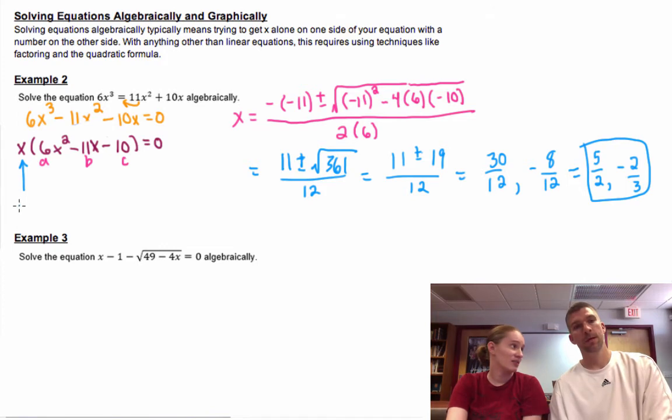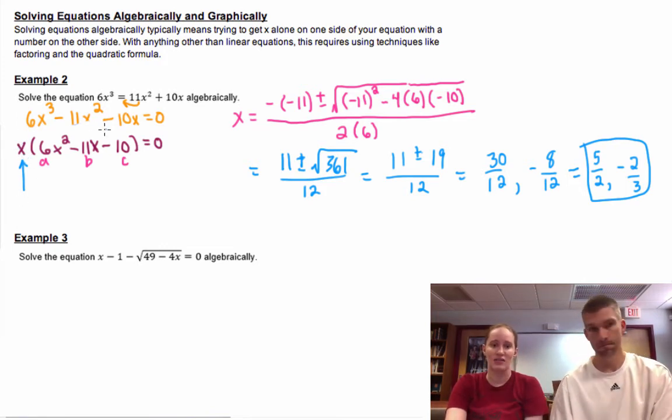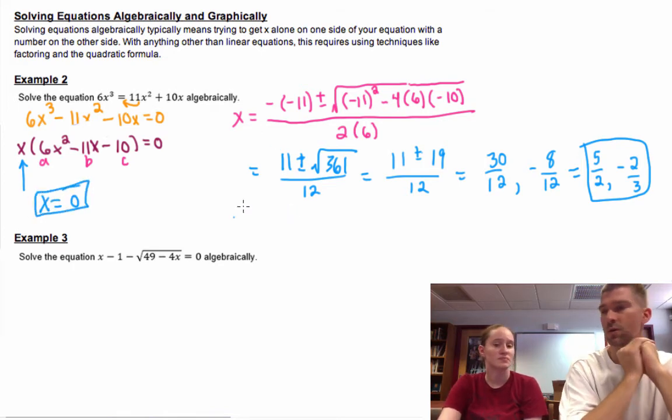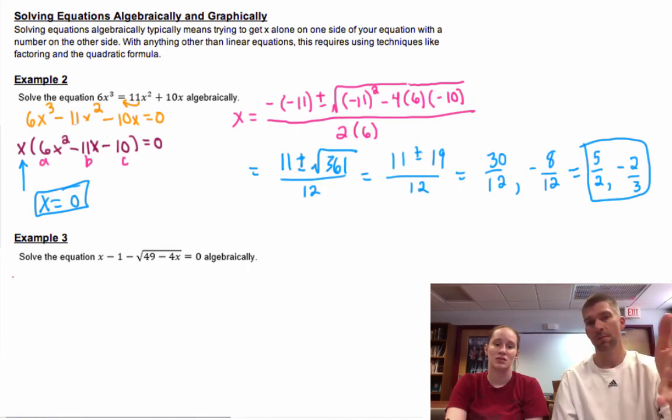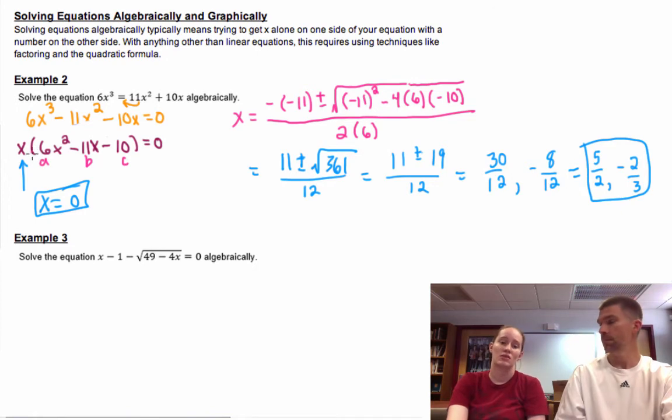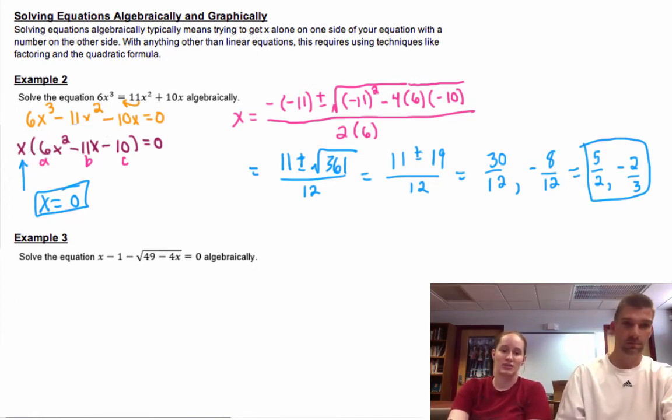Now, what about this x in front? Well, it's still there, and it is set equal to 0. What we did is we took 6x squared minus 11x minus 10, set it equal to 0, and solved using the quadratic formula. But we also have to do that with the x in front, so x equals 0 is also an answer. We're going to talk about this a lot more, but the degree on this problem is a third power, which means you should have 3 answers. And we do, conveniently enough. Let's just jump right into example 3.